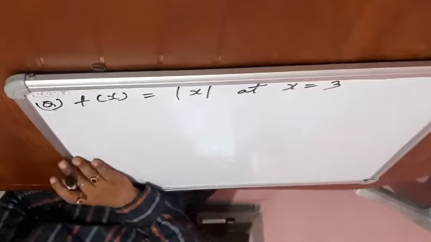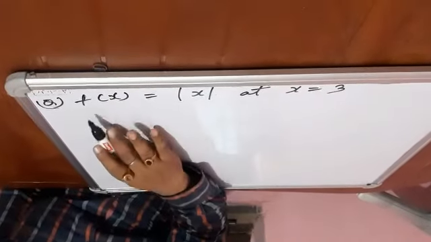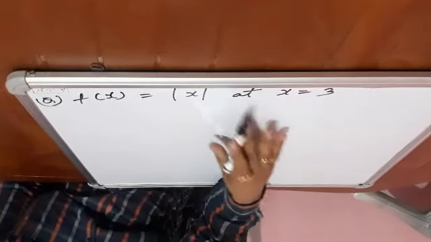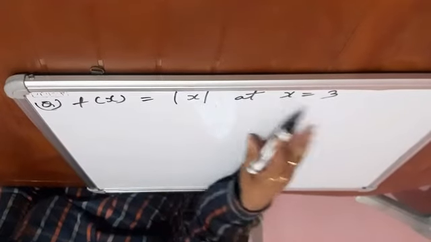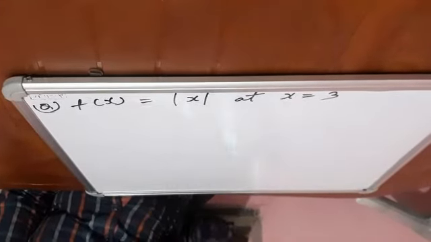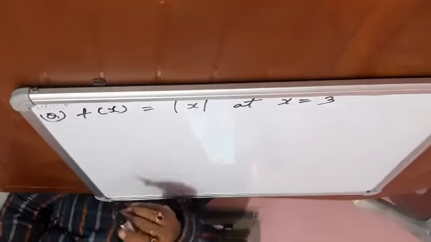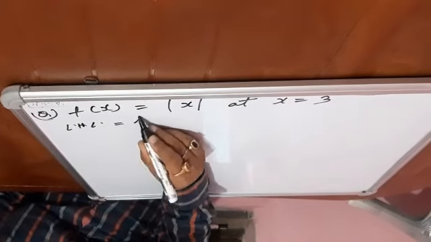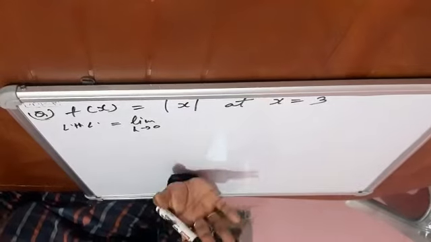Now let us see one more example. The question is: test the continuity of f(x) equal to mod x at x equal to 3. Test the continuity of the modulus function at x equal to 3. You are going to find out by using the algebraic method, not by using the graph. Now you know that at first you are going to find the LHL. LHL is limit h tends to 0, always we are going to use limit h tends to 0.